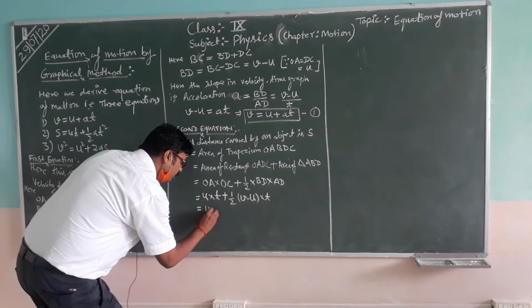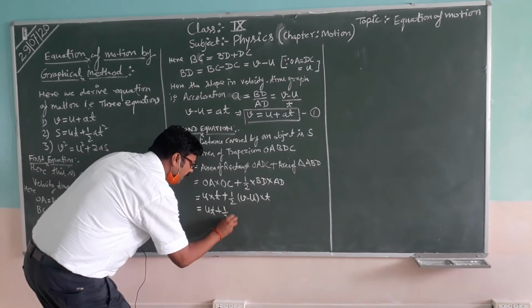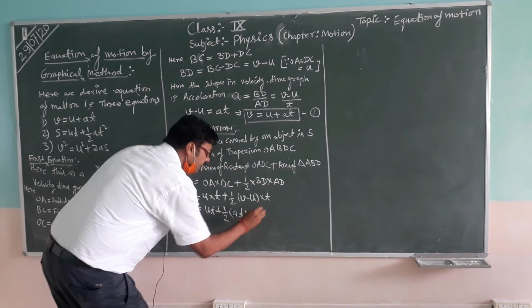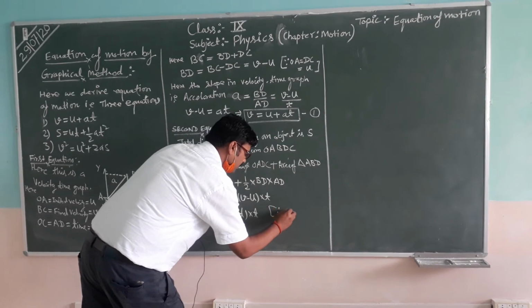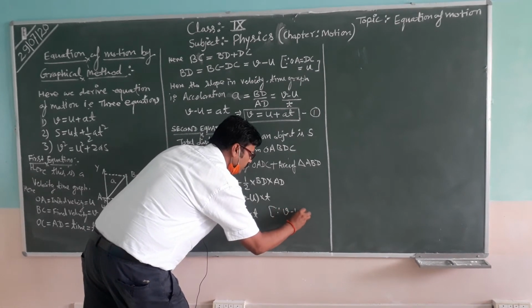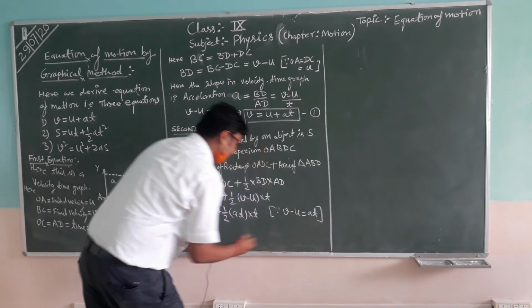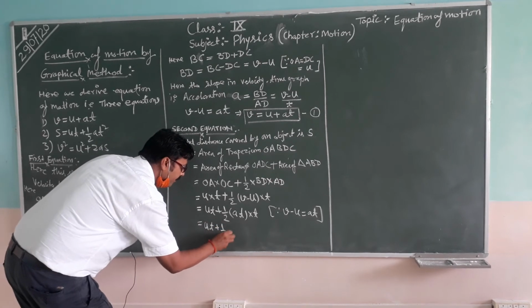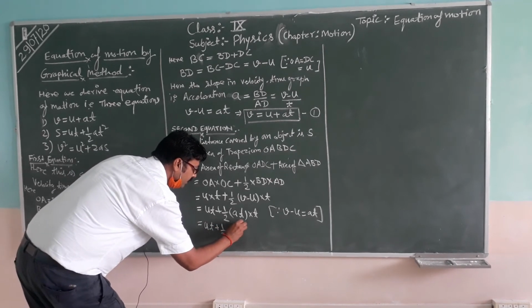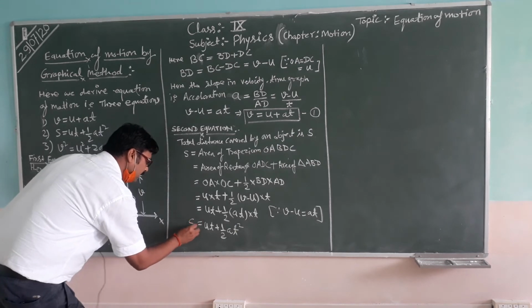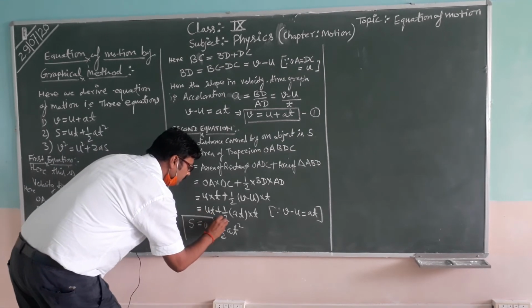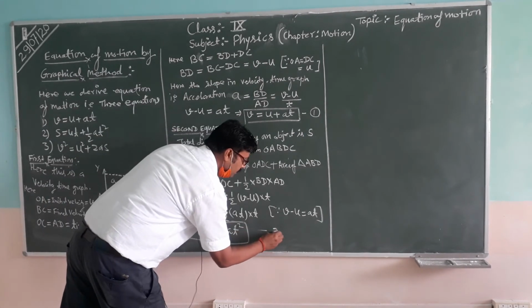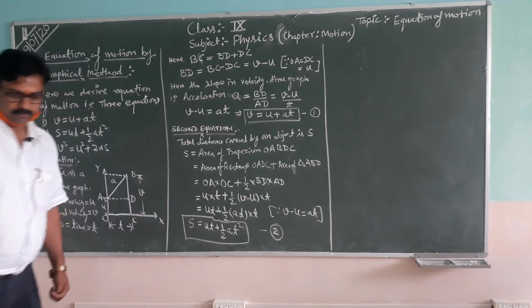So UT plus half, and in place of V minus U you can write AT, since V minus U is equal to AT. So the formula is S equals UT plus half AT square. My dear student, this is the second equation of motion, equation number second.